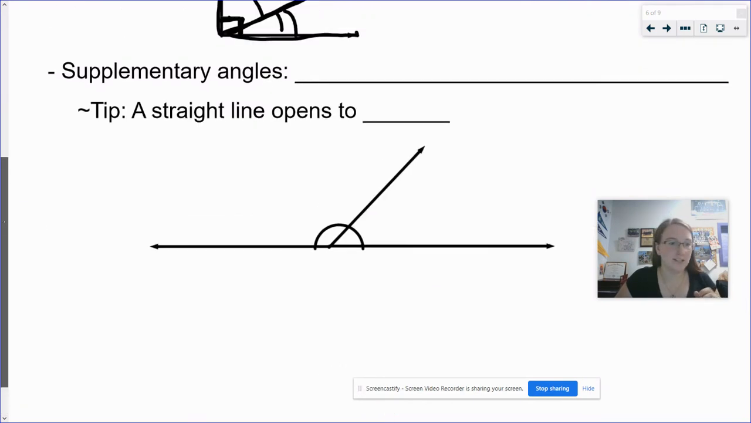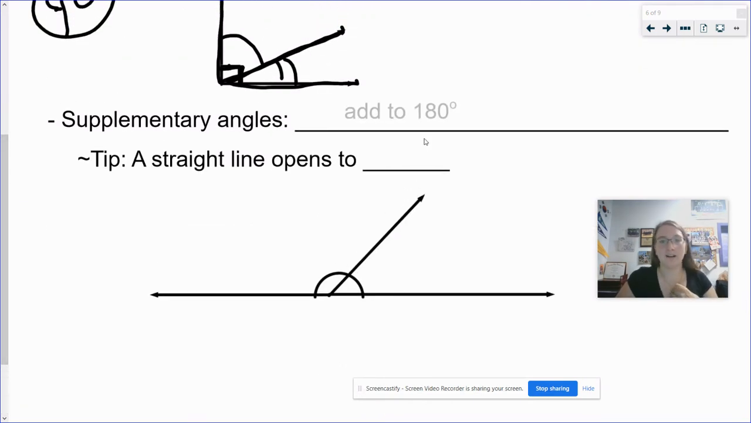Okay, supplementary now. These add to 180 degrees. Now, how we can tell these as a picture, if you guys didn't know this, I think a couple of you did, a straight line opens to 180 degrees. So this would be like if it's really windy outside and your door just flaps open flat against the wall, it's kind of creating a straight line.